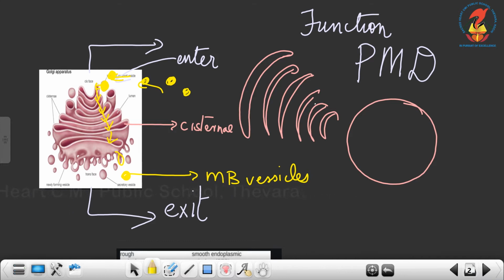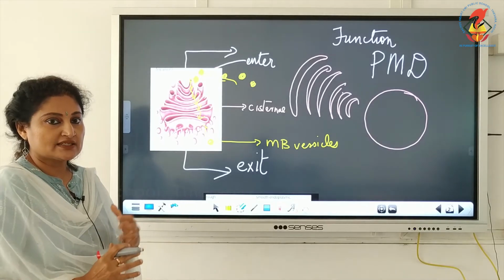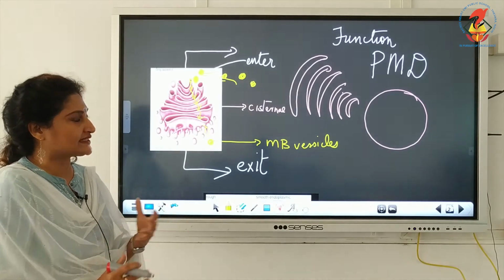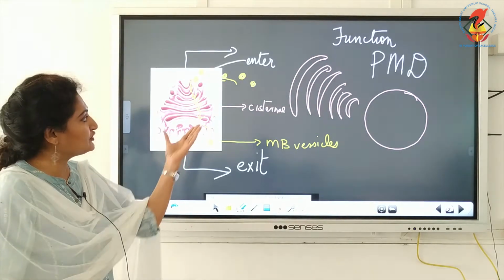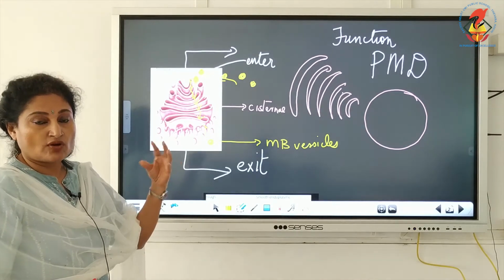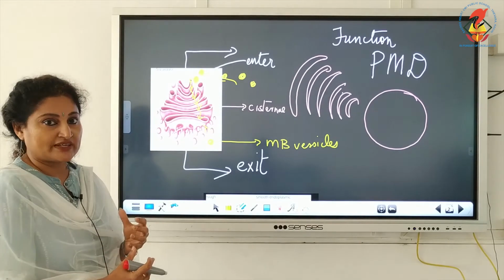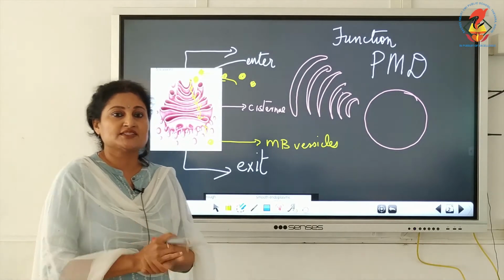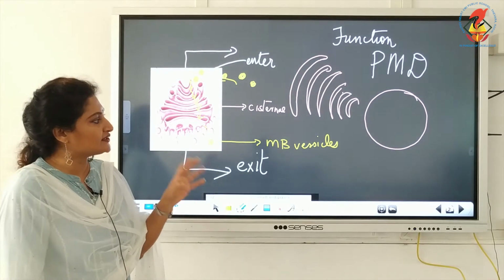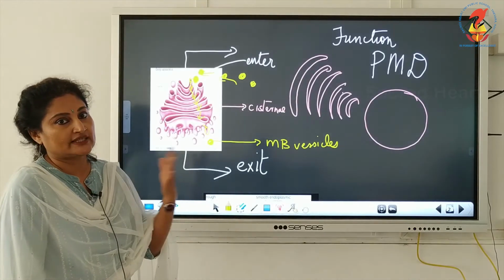So, the basic function is packaging. How is it packed? In the form of membrane bound vesicles. Then it is modified. I told you we are taking proteins. The raw material was protein, but when it comes out, it becomes glycoprotein. So, it gets modified and it is dispatched. Where is it dispatched to? It is dispatched either to intracellular targets or outside the cell.